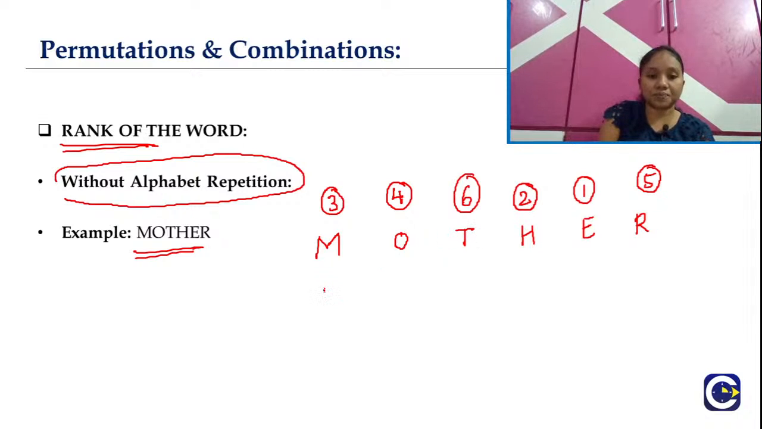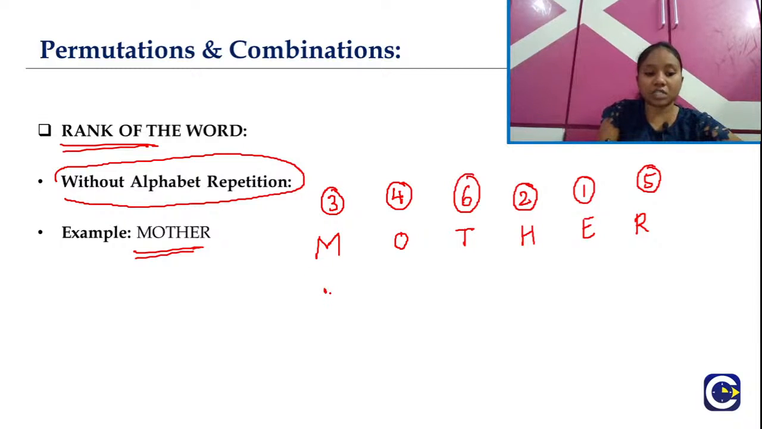Now from here we have to write. What is our first letter here? Whenever we are trying to write these numbers, we always look to the right side of the order. The first letter we have is M of MOTHER. What is the number we have given for M? That is 3. So we check what numbers are less than 3 on the right. Less than 3 we have 2 and 1, which means there are two numbers less than 3. So let's write the 2 here.